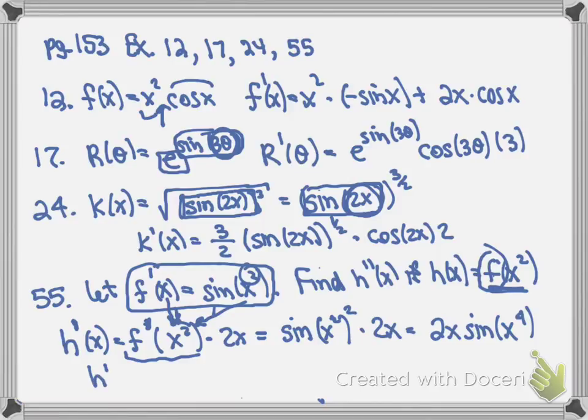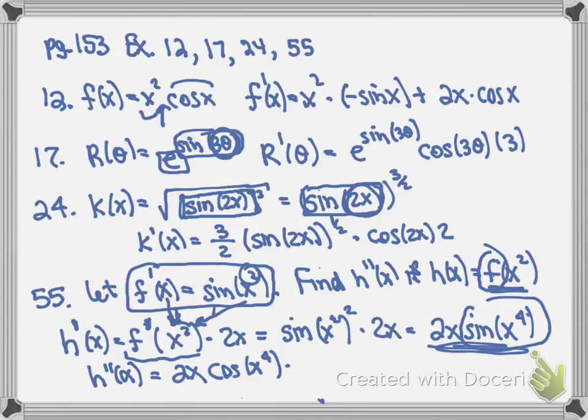Now I find h double prime by just taking the derivative of this using the product rule. It is first, 2x, times the derivative of the second. The derivative of sine x to the fourth is cosine x to the fourth times the derivative of x to the fourth, which is 4x cubed. Then I add to it the derivative of the first function, the derivative of 2x is 2, multiplied by the second function, sine of x to the fourth. And there is your answer.